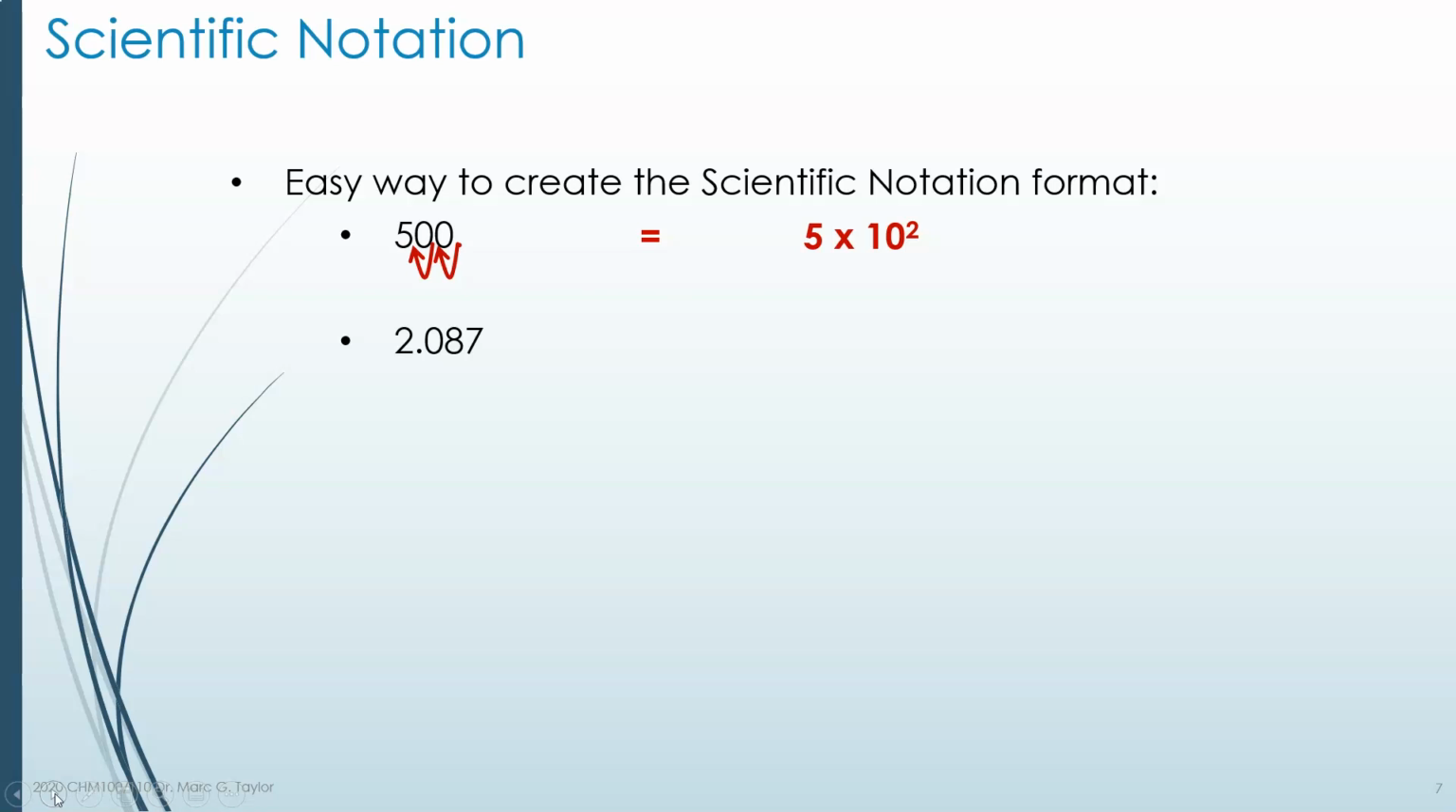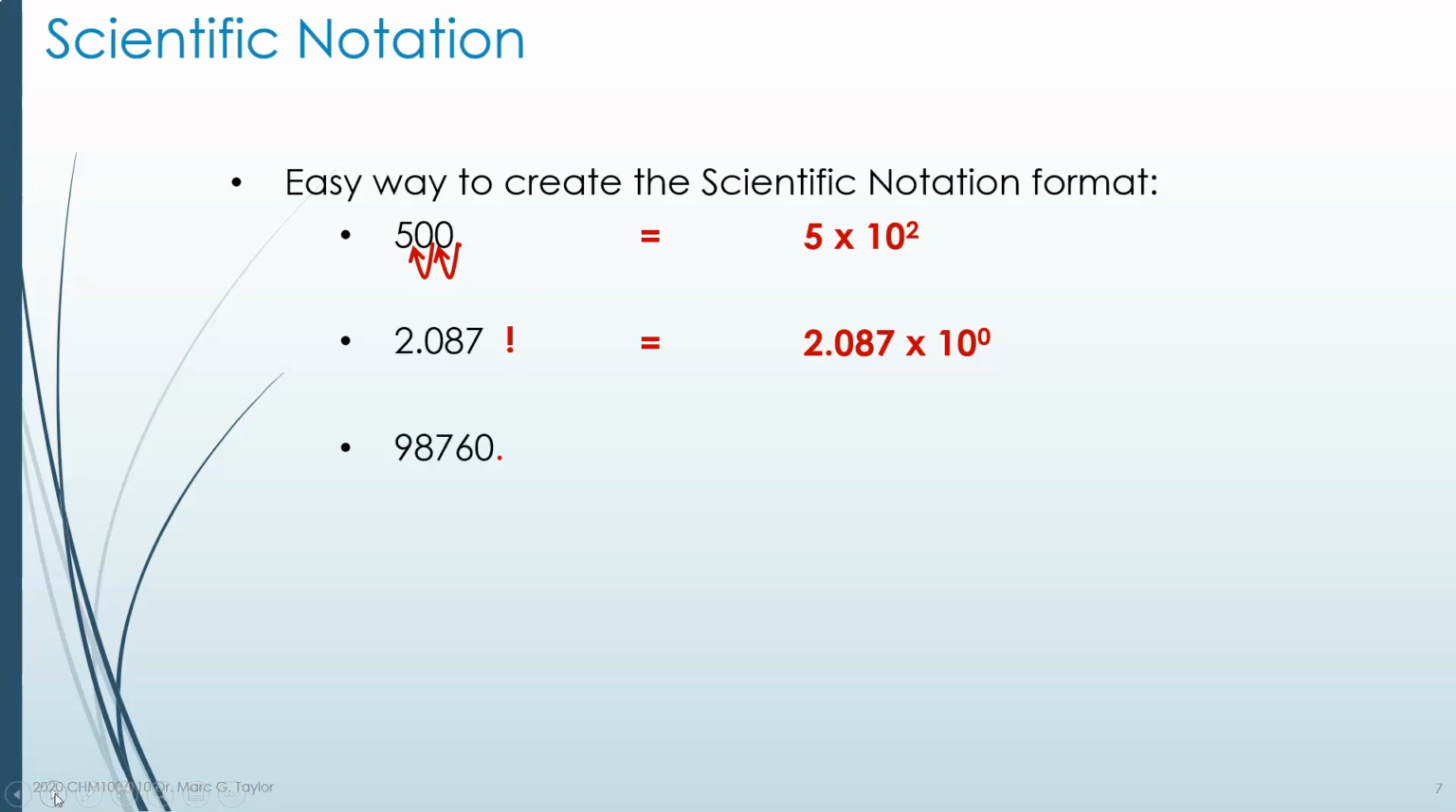Our next number, 2.087, is already between 1 and 10. There's no need to move the decimal, so we just multiply it by 10 to the 0, which is the same thing as multiplying it by 1. We have moved the decimal place 0 times.